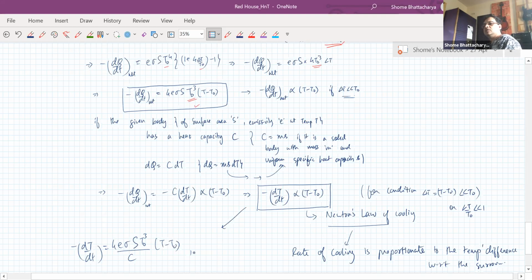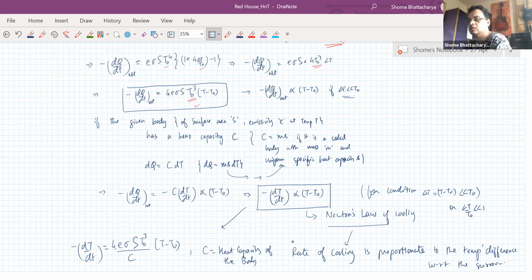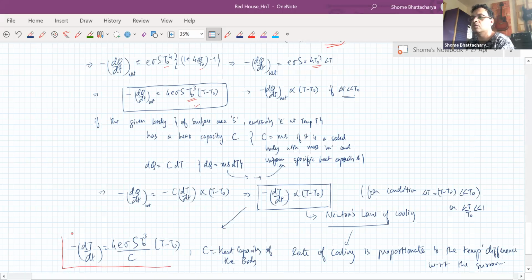Where C is the heat capacity of the body. So C might become equal to M into S if it's a solid body of mass M and uniform specific heat capacity small s. So again, at JEE Advanced level, when we are solving this type of application of Newton's law of cooling, we might be required to relate the constant of proportionality in Newton's law of cooling with the constant of proportionality that we get by applying the approximation of Stefan-Boltzmann law.